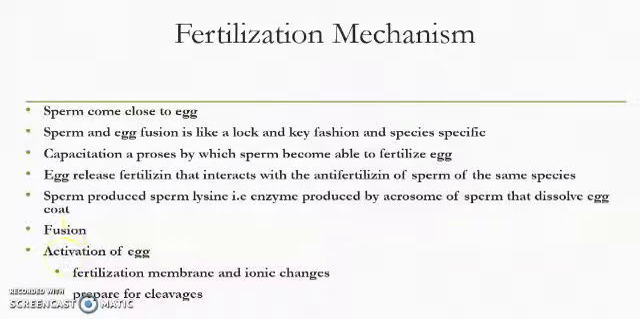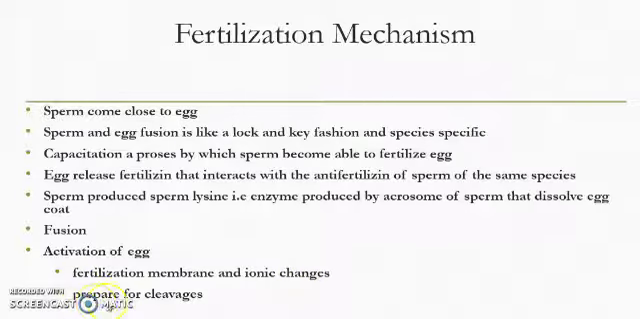After their fusion, the formation of zygote occurs, and when the zygote forms, the egg becomes activated. Egg activation leads to the formation of the fertilization membrane. This membrane basically forms around the egg, and it prevents the egg from being fertilized by more than one sperm. When one sperm has entered, this membrane prevents the other sperm from entering the egg. Another change is ionic changes. The charge, the polarity within the egg, becomes changed so that it prevents further sperm from entering.